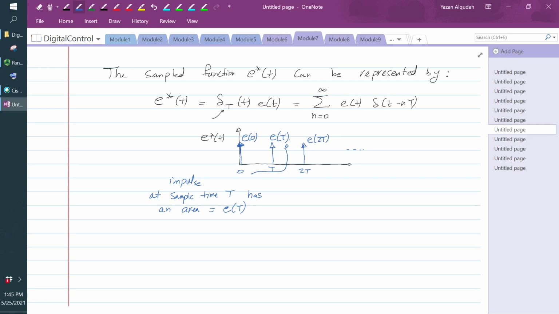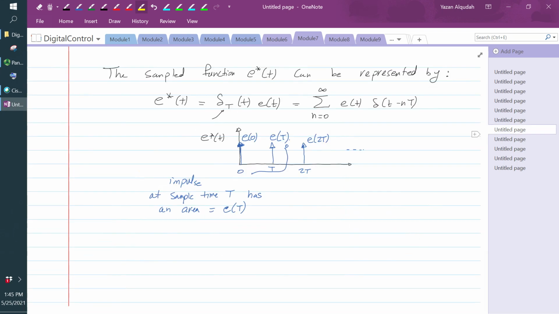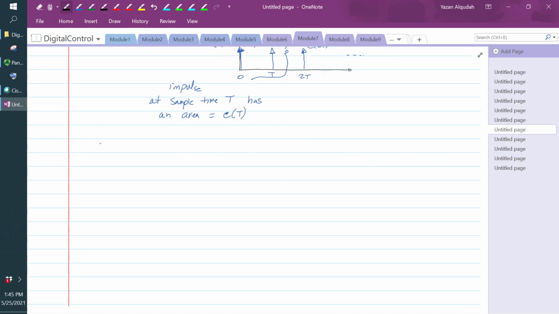So this is the sampling process. Now, going back to the topics we are covering, what might result from the sampling process is something that we call aliasing. So let's look at what aliasing is. If you have studied signals and systems or digital signal processing, you're probably familiar with aliasing. But let's look at a quick example to illustrate what this aliasing is.